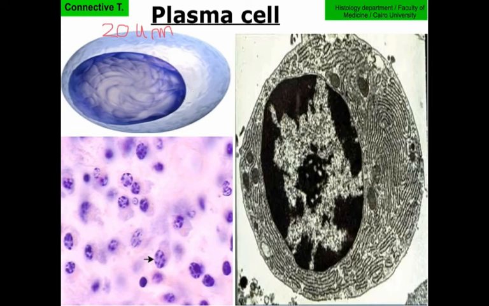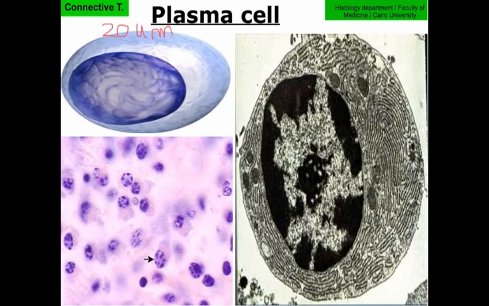And the nucleus here, as you see, is very characteristic for this cell. It shows a cartwheel appearance. This is due to the alternating bands of heterochromatin with euchromatin, looking like the face of a clock or a cartwheel. And this is a very specific feature for this cell.